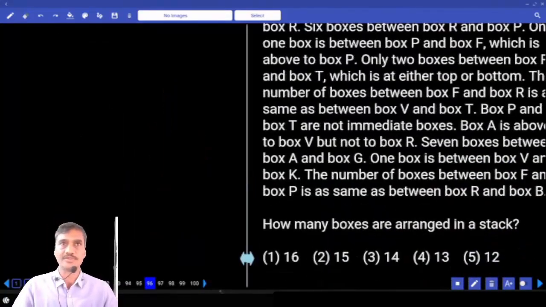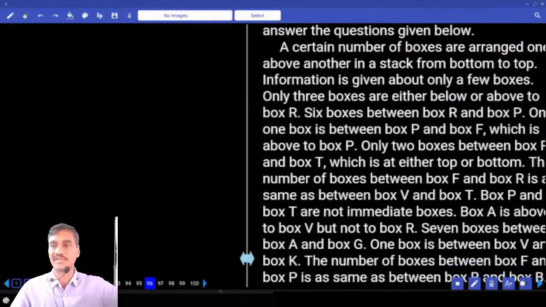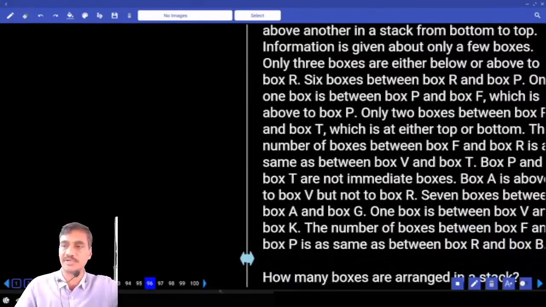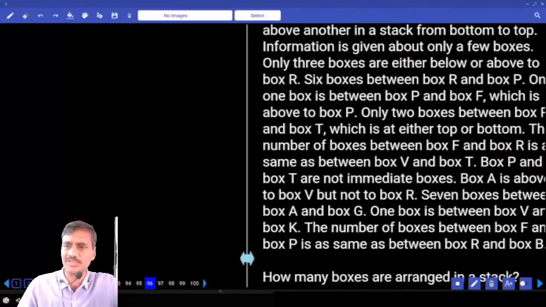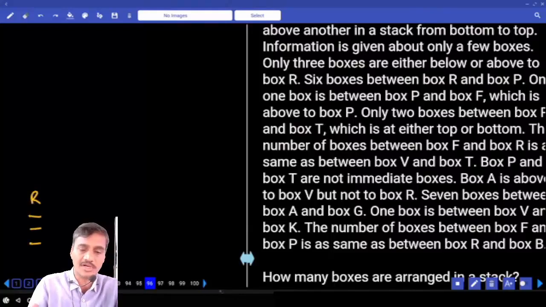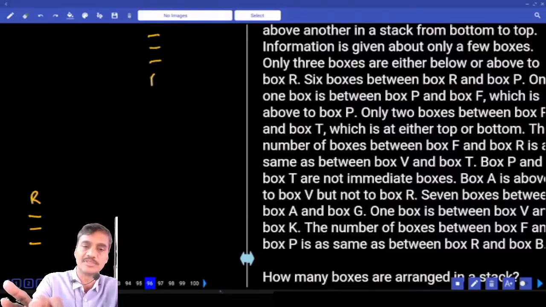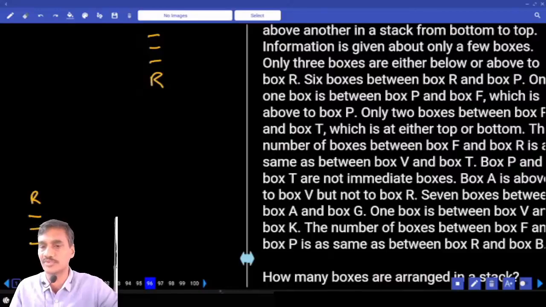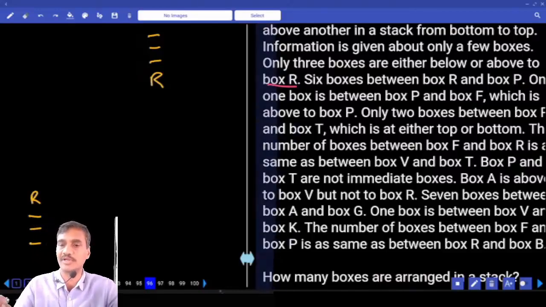Madam, now in this 96 to 100, tell me what is information we have? చెప్పండి ఏముంది ఇక్కడ? 96 to 100, it is based on boxes. Now whenever these boxes were given, a certain number of boxes are arranged one above the other in a stack from bottom to top. Information is given about only 3 boxes either below 2R or above 2R. There are exactly 3. Now if R is here, 1, 2, 3, there are 3 boxes. Or if R is here and there are only 3 boxes above this R. R is either 4th from the top or 4th from the bottom.